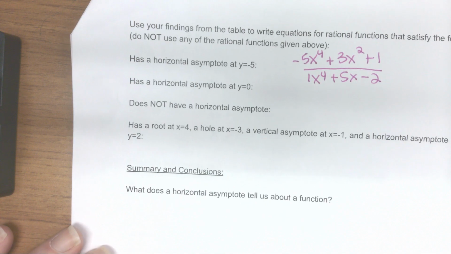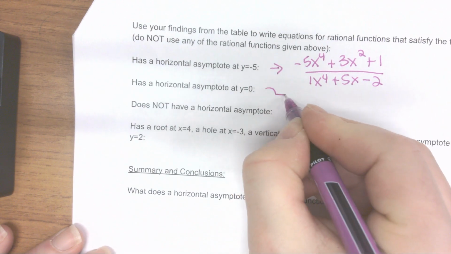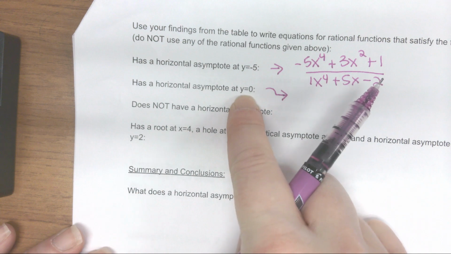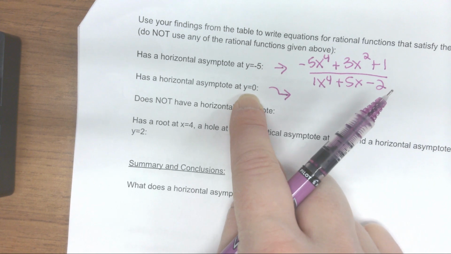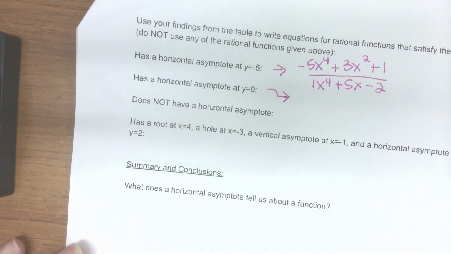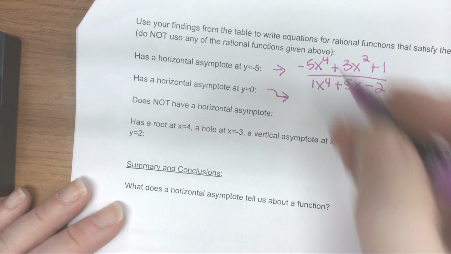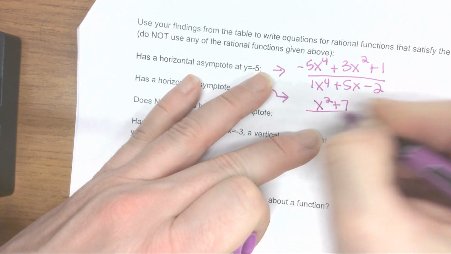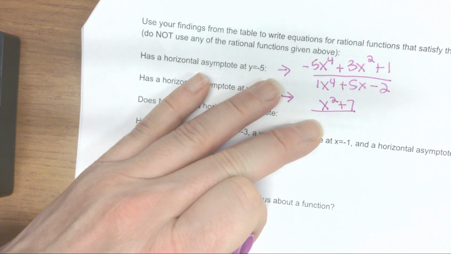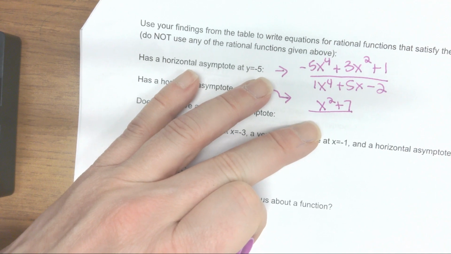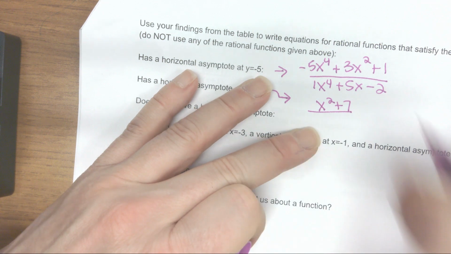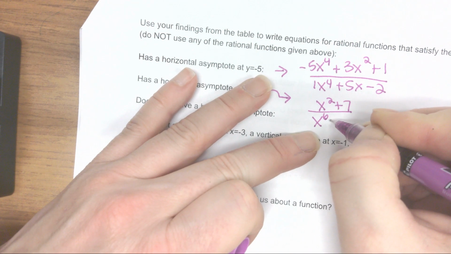What if something had a horizontal asymptote of y equals 0? This time, I need the degree on top to be less than the degree on the bottom. So Zoe, pick a degree for me. 2. So let's say I made the top degree 2: x squared plus 7. I'm just making things up. Now I'd need to make the denominator bigger. So Kimberly, pick a degree for the denominator. Okay, degree 2 is smaller than degree 6. That would work.